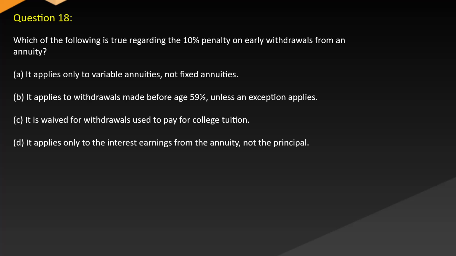Question 18. Which of the following is true regarding the 10% penalty on early withdrawals from an annuity? A. It applies only to variable annuities, not fixed annuities. B. It applies to withdrawals made before age 59½ unless an exception applies. C. It is waived for withdrawals used to pay for college tuition. D. It applies only to the interest earnings from the annuity, not the principal.